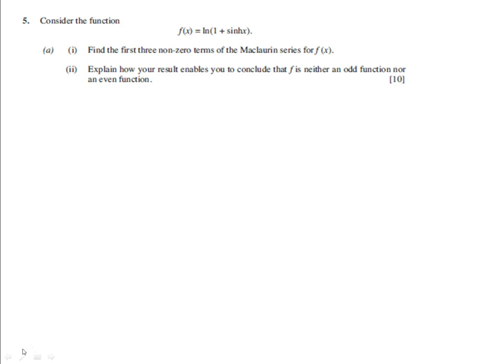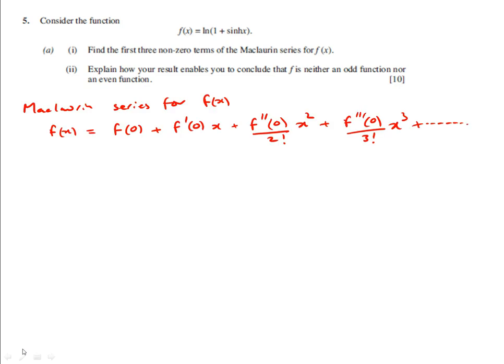So f of x is the natural logarithm of 1 plus sin x, and we know that the Maclaurin series for a function is f of naught plus f dash naught times x plus the second derivative evaluated at naught divided by 2 factorial times x squared plus the third derivative of f at naught divided by 3 factorial times x cubed, etc.